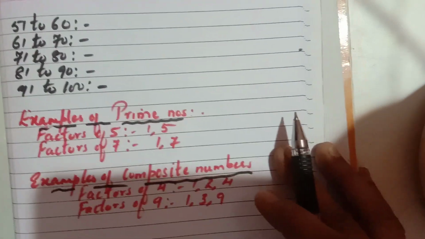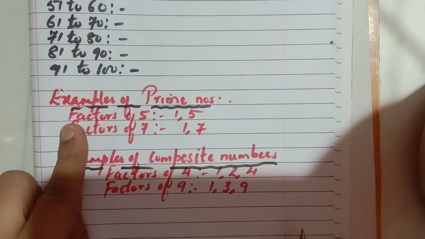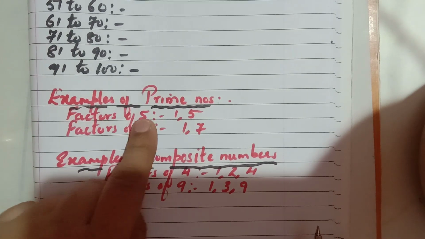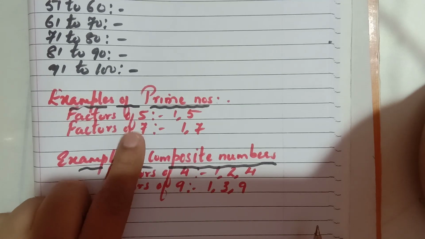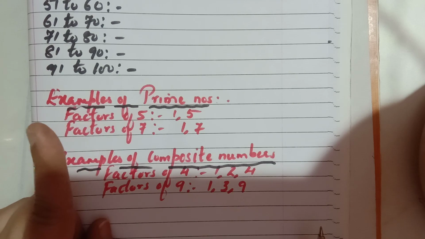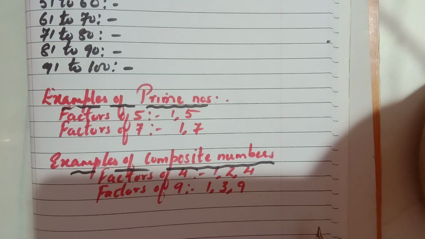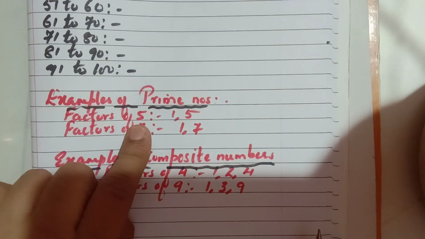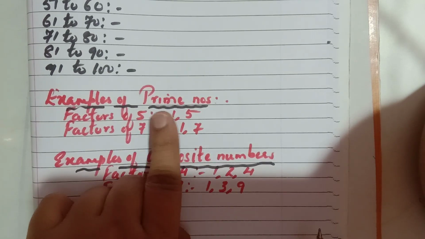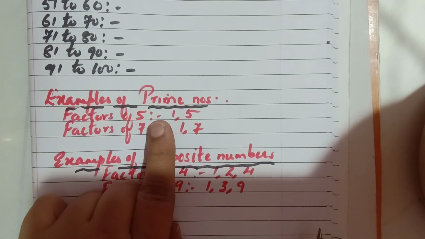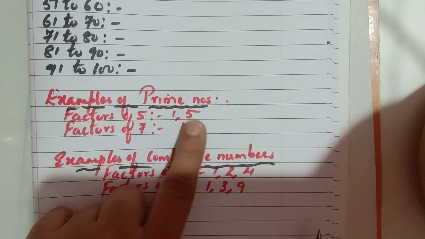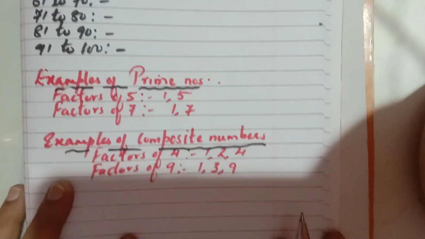Okay children. Now after that writing, I have just shown some examples of prime numbers. Now see children, as I said 5, 7, these are all prime numbers. So in order to know how they are categorized as prime numbers, factors of 5. What are the factors of 5? 1 and 5. Factors of 7? 1 and 7. So you can see clearly that these numbers have which factors? 1 and the number itself. So they are examples of prime numbers.